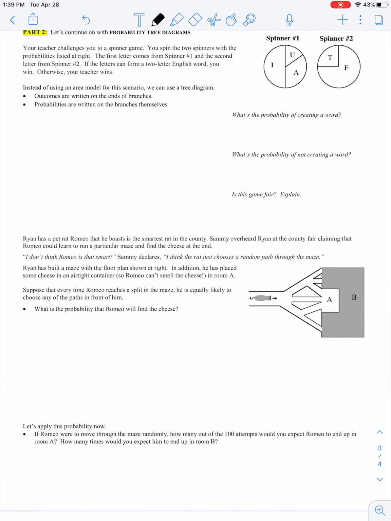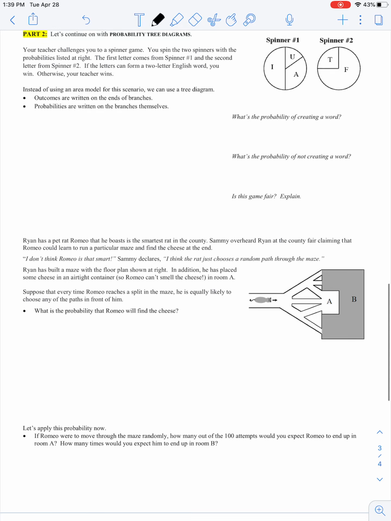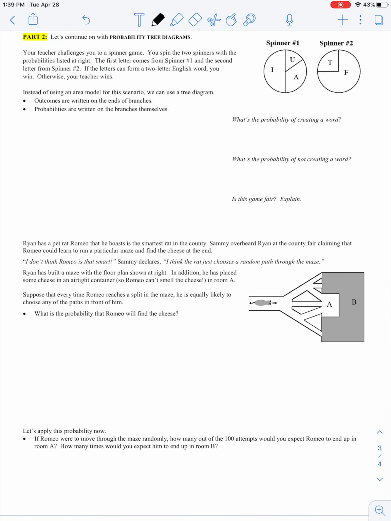Alright, let's continue with part 2 of the probability introduction. We just talked about the area model of probability, and now we're going to talk about probability tree diagrams. This is probably something you might have seen before, but let's look at it closer.